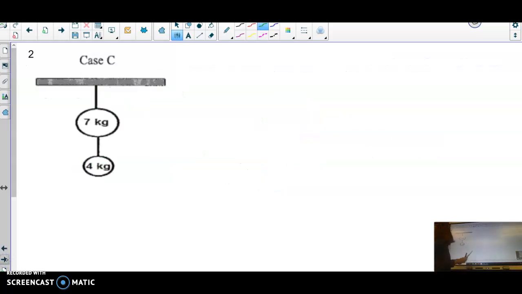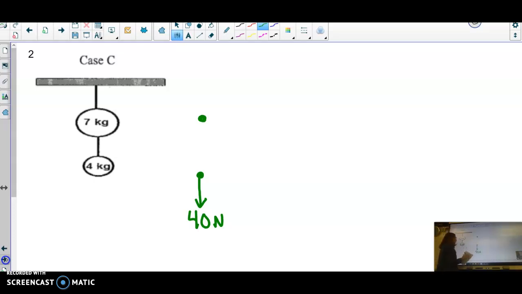Okay. The next one I'm going to help you out with is number 2, case C. So we have 2 different objects, so I'm going to draw 2 different free body diagrams. So for the 4 kilogram object, the force pulling down would be its weight. So this is just the weight of the 4 kilogram, because that's the only weight that's acting on the 4 kilogram. So that would be 40 newtons, because we do 4 times g, so 4 times 10.